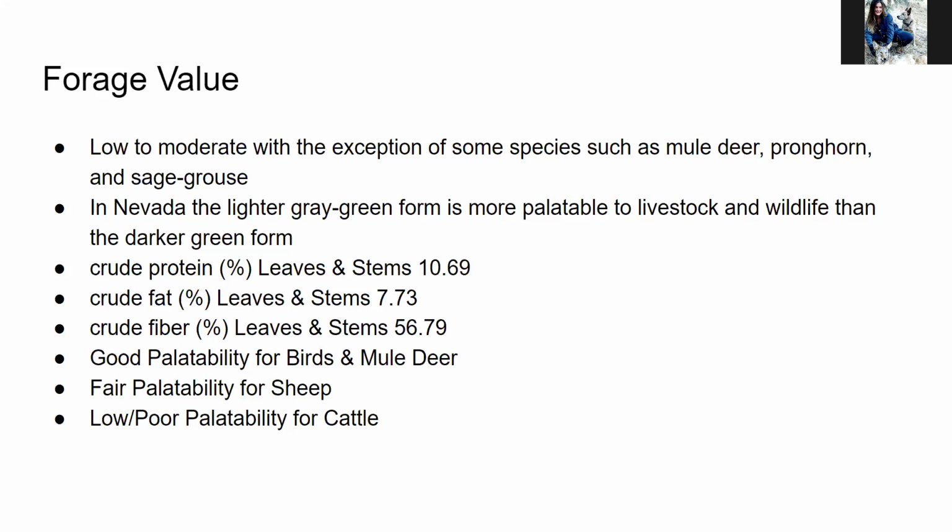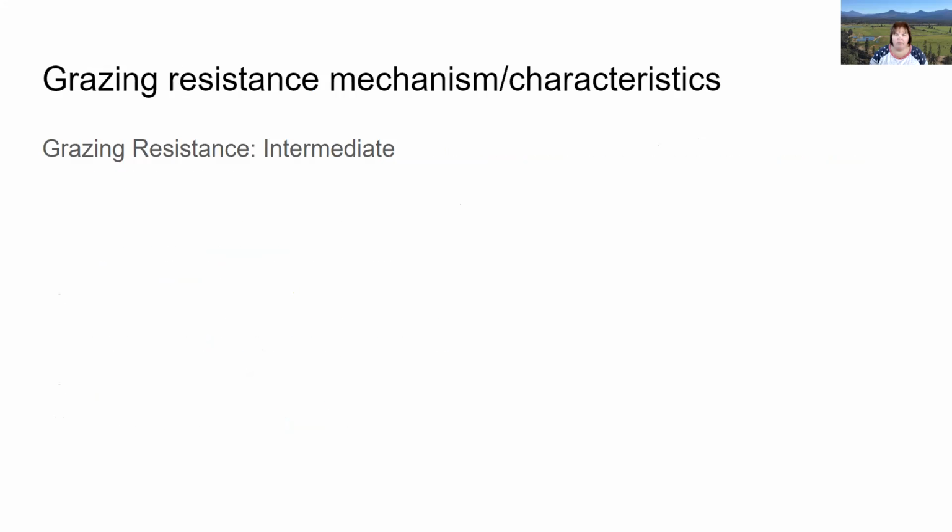And then I found that the leaves and stems had crude protein of 10.69%, which I didn't think was too terrible. I mean, not the greatest, but also not terrible. Crude fat for the leaves and stems was 7.73%. And the fiber, obviously at the highest percentage, was 56.79%. And I thought it was interesting that it also has a fair palatability to sheep. Yep. Cool. All right. What about grazing resistance?